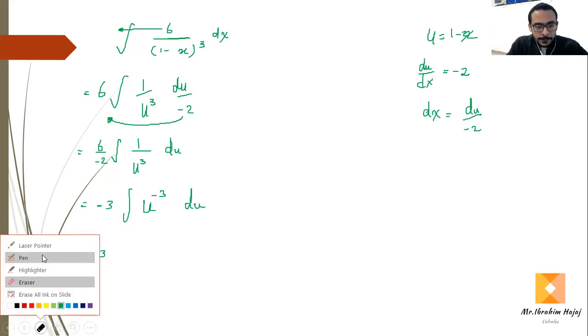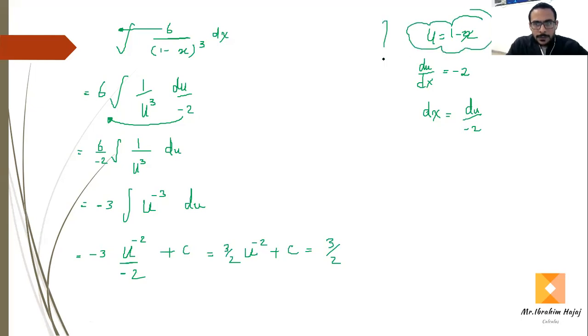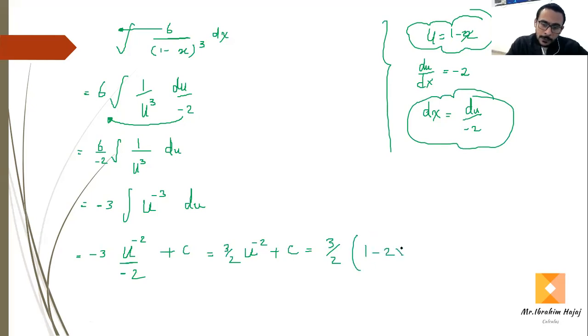The integral of u to the power of negative 3 is u to the power of negative 2 over negative 2, plus c. Simplify: negative 3 over negative 2 is 3 over 2, so we have 3 over 2 u to the power of negative 2, plus c. We know that u is 1 minus 2x, so we substitute: 3 over 2 times 1 minus 2x to the power of negative 2, plus c. Leave your answer like this, it's correct.